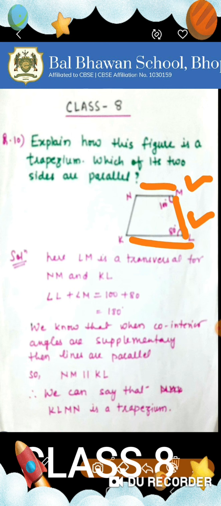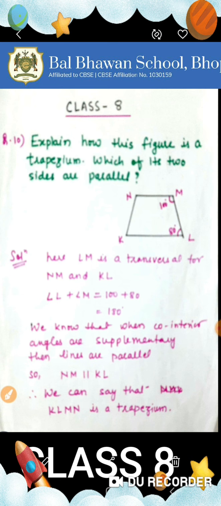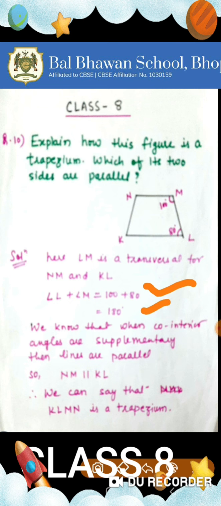Now we know that if the sum of these two angles is 180 degrees, then these two sides KL and NM will be parallel, because when co-interior angles are supplementary, then lines are parallel. Let's check it. So we have written here LM is a transversal for lines NM and KL. And we can see that 100 degrees plus 80 degrees is equal to 180 degrees. And we know that when co-interior angles are supplementary, then lines are parallel.